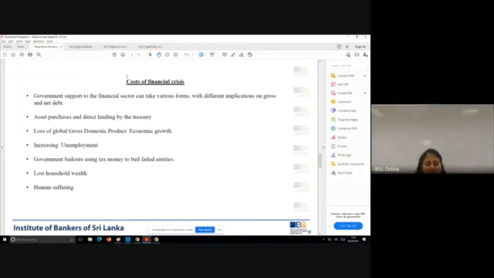Government bailout, using tax money to bail out failed entities. Let's say there are certain companies or banks which have collapsed due to bank runs. Then the government will have to bail them out using the tax money, which could have been otherwise used for the country's development. Lost household wealth. If asset prices are declining, let's say you invested in the stock market and all of a sudden the stock market is collapsing, you are losing the money that you invested, which means the wealth that the household has accumulated is now evaporated due to the financial crisis.